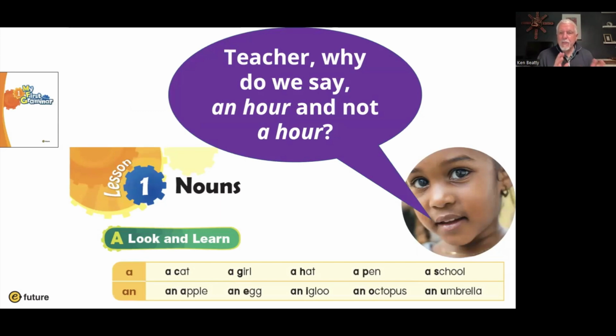Many times students will interrupt a class in some way and they'll have something. So this is a question which we've already given the answer to. "Teacher, why do we say an hour and not a hour?" So we've got an exercise here appropriate to the level of the students, and we don't introduce really unusual words here. These are basic words for the level that are appropriate.